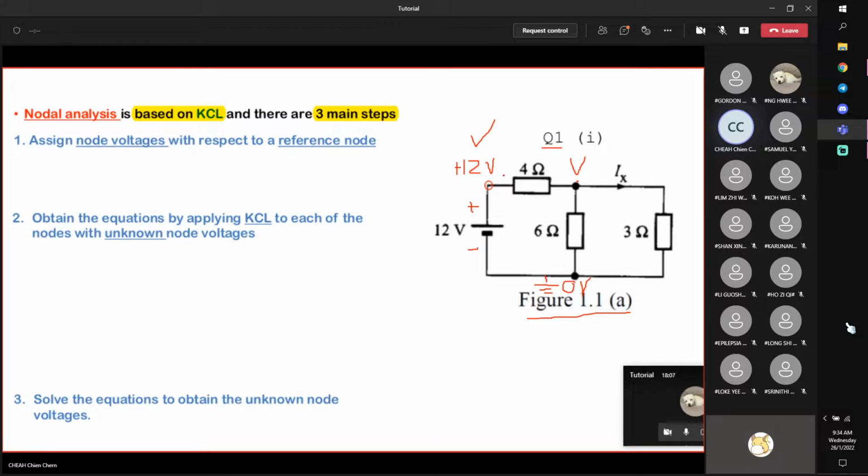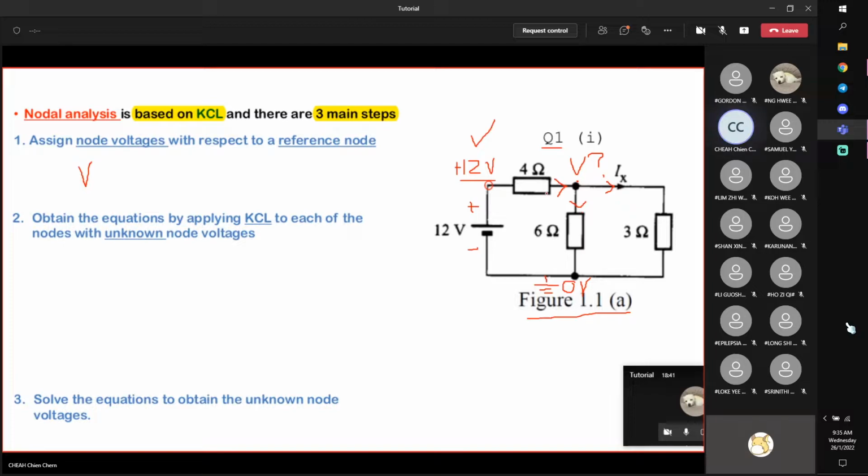But I'll go directly to assign only one node voltage V, one unknown node voltage, because this is basically known. So the purpose of this nodal analysis is to find out what is this unknown node voltage by obtaining the equations using Kirchhoff current law. Now, Kirchhoff current law says that the current entering and leaving the node must be the same. So therefore, you can write down the equations by looking at the current entering and leaving the nodes.